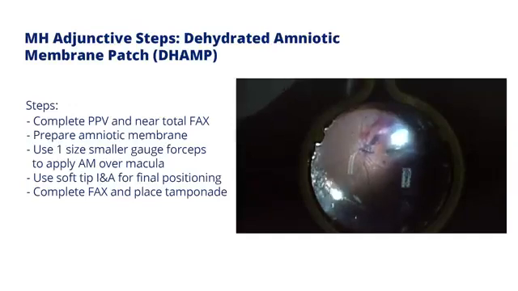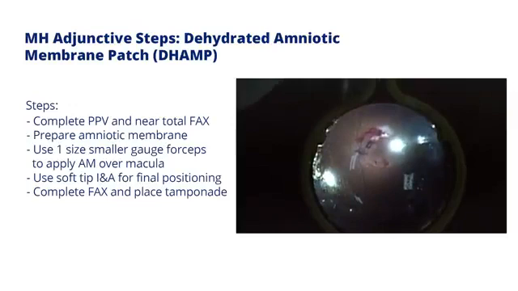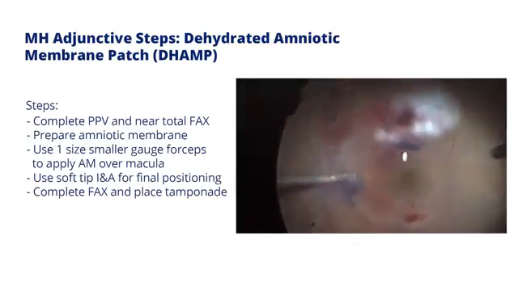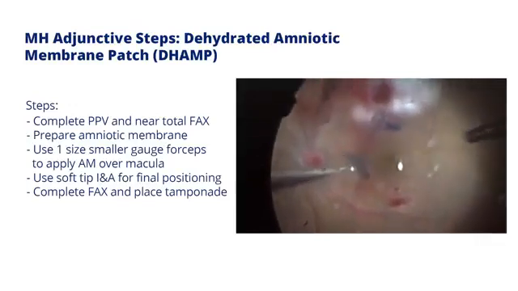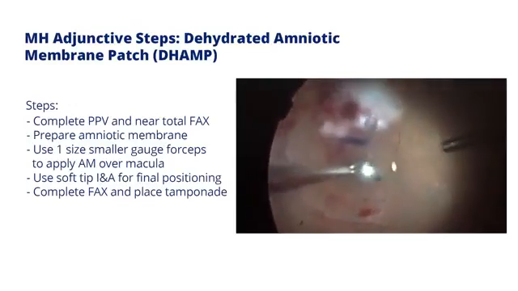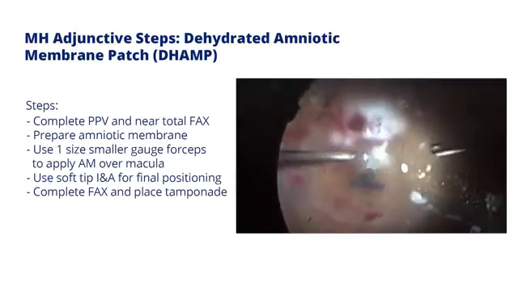A soft tip cannula can then be used to gently position the membrane over the macular hole. The remaining fluid can then be aspirated over the disc. And when you do this, this causes the amniotic membrane to gently settle down over the macular hole, covering it. We call this macular hole patching.